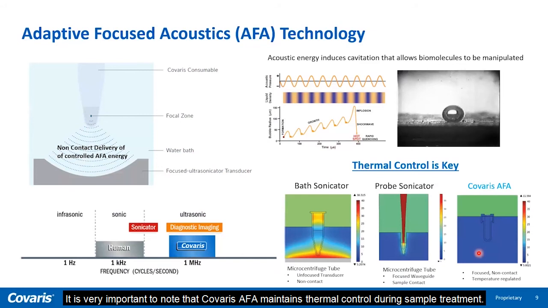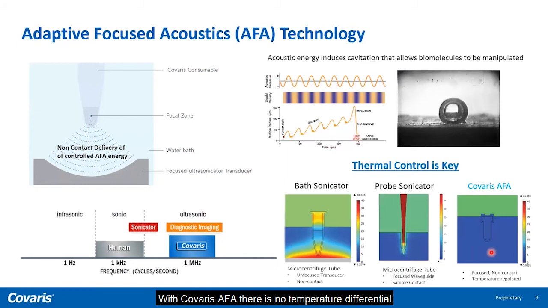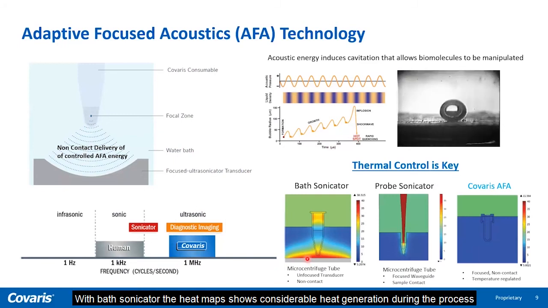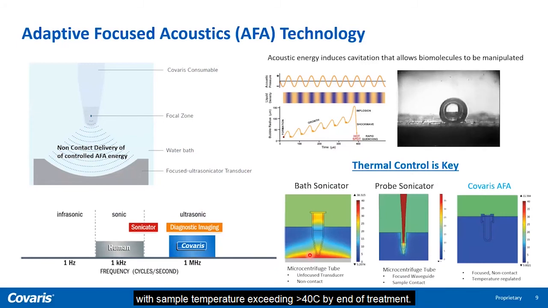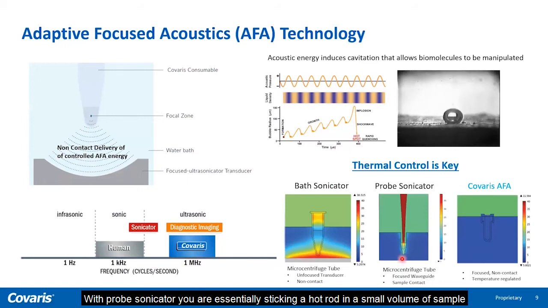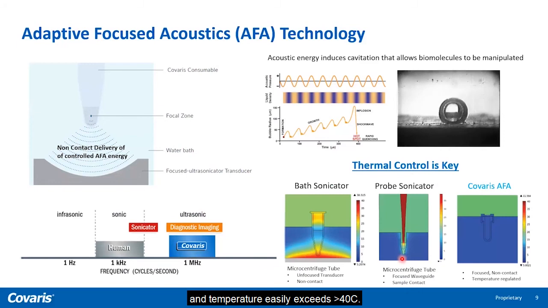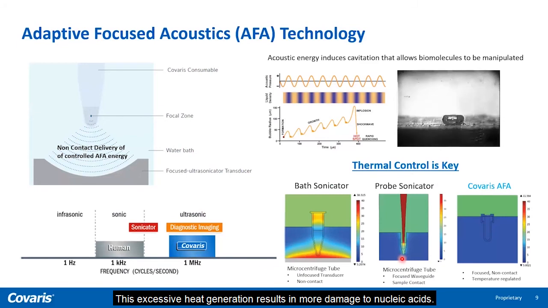It is very important to note that Covaris AFA maintains thermal control during sample treatment. With Covaris AFA, there is no temperature differential between the water bath and the sample tube. With the bath sonicator, the heat map shows considerable heat generation during the process, with sample temperature exceeding 40 degrees centigrade by the end of treatment. With the probe sonicator, you are essentially sticking a hot metal rod in a small volume of sample, and temperature easily exceeds 40 degrees centigrade. This excessive heat generation results in more damage to the nucleic acid.